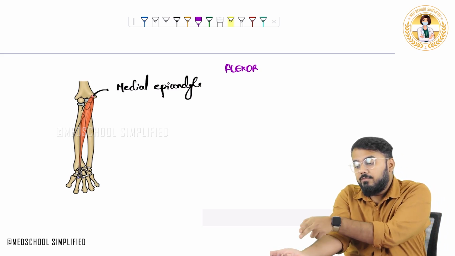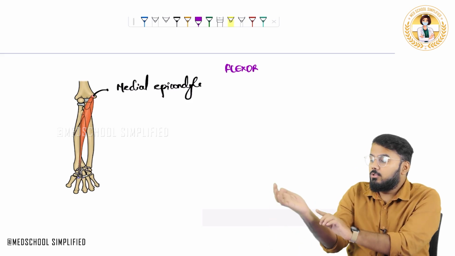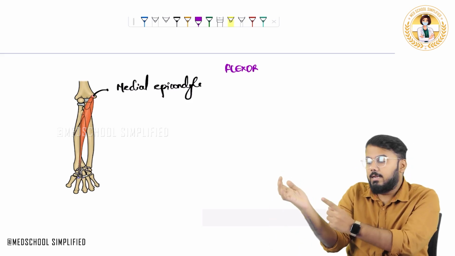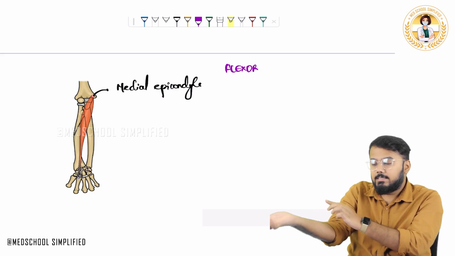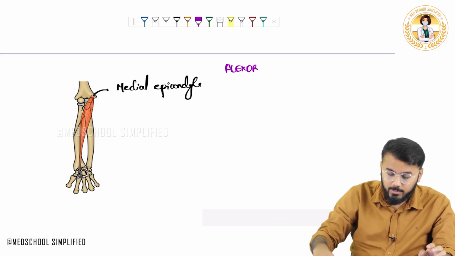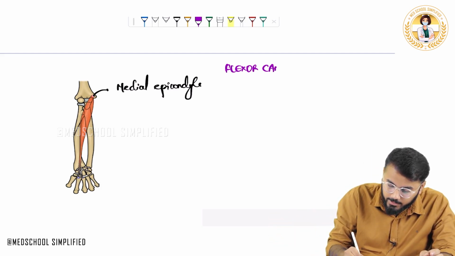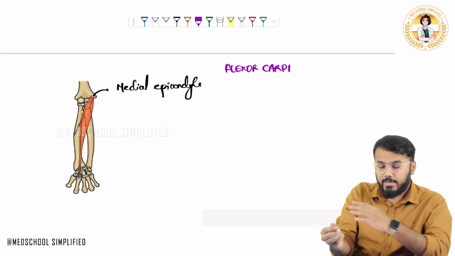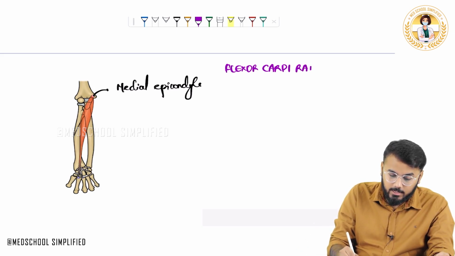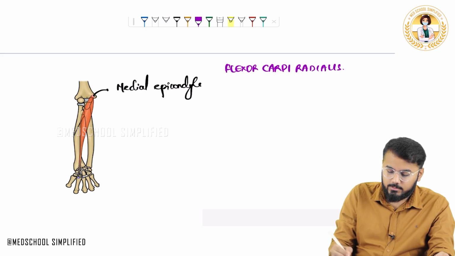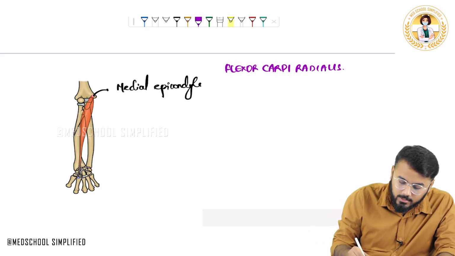bones. Carpal bones on which side? The radial side. So these are the carpal bones on the ulnar side. These are the carpal bones on the radial side. So it is passing towards the carpal bones on the radial side. So flexor carpi onto the radial side. So radialis. Flexor carpi radialis. So this is the muscle here.